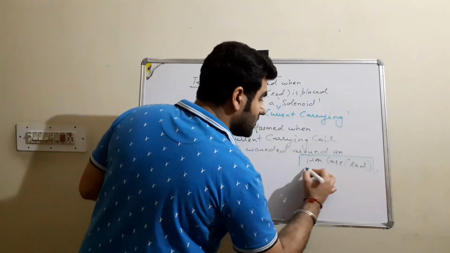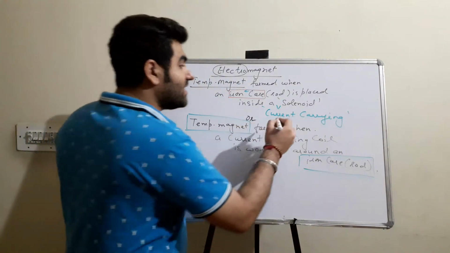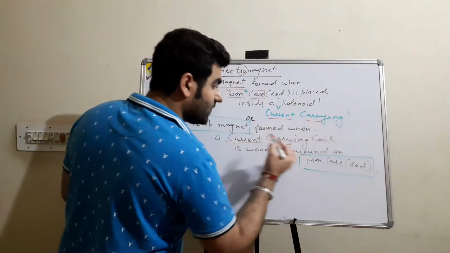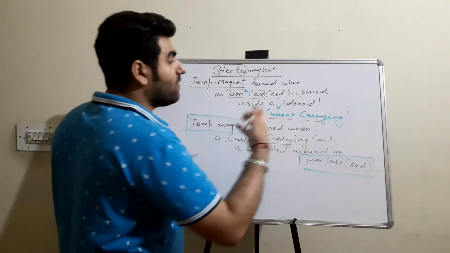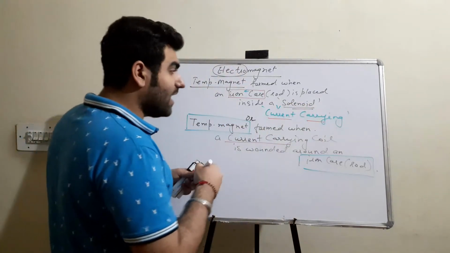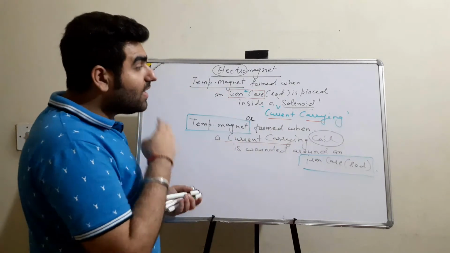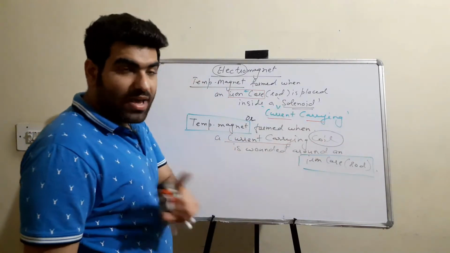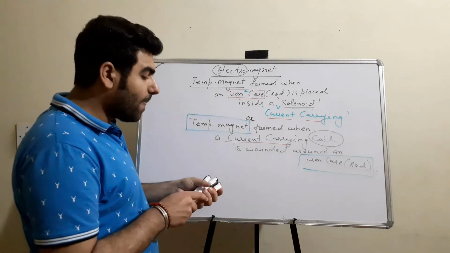In both the cases we are having the iron rod or iron core, and in both the cases we are having the current. The thing is, here we have made use of one specific word, solenoid, and there we are saying it as a coil which is wound around the iron core. Now this solenoid is also a coil. What type of coil is known as solenoid? That we are going to discuss now.